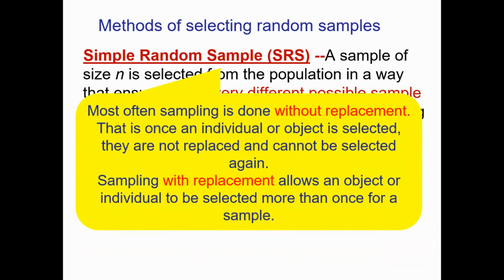Now, when we do a simple random sample, most often sampling is done without replacement. So once an individual or object is selected, they are not replaced and cannot be selected again. Think of it like you went to some fancy dinner, and everyone in there had their name put in for a door prize. Once your name gets drawn, yeah, you won a prize, but can you win again? No, your name's already drawn. Hope you're happy with your prize. Sampling with replacement allows an object or individual to be selected more than once for a sample.